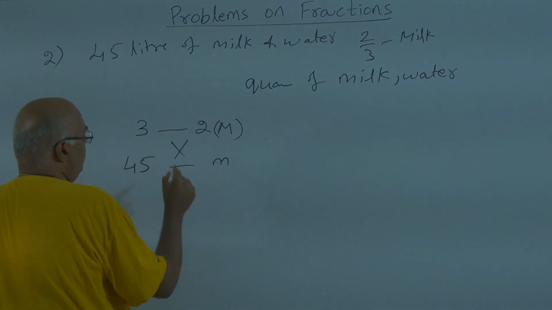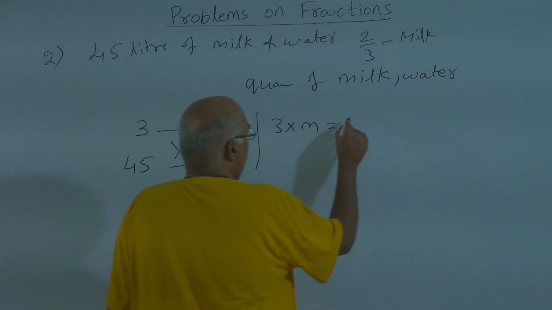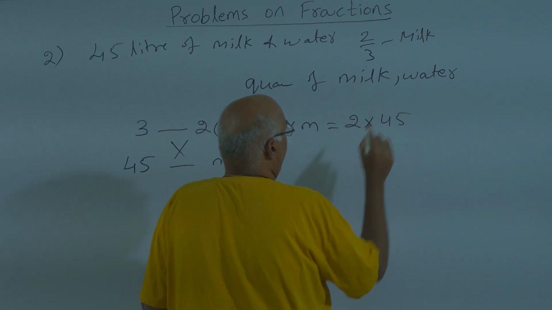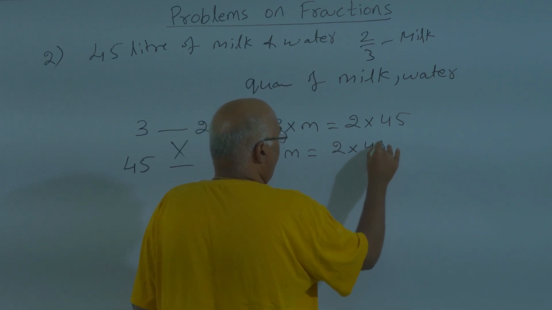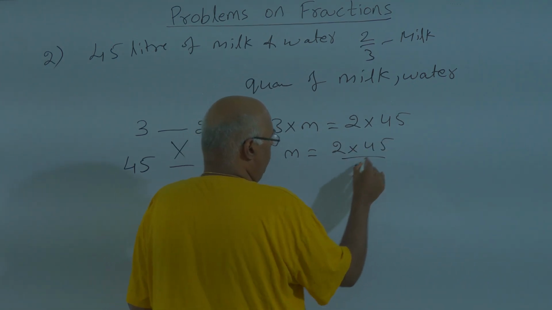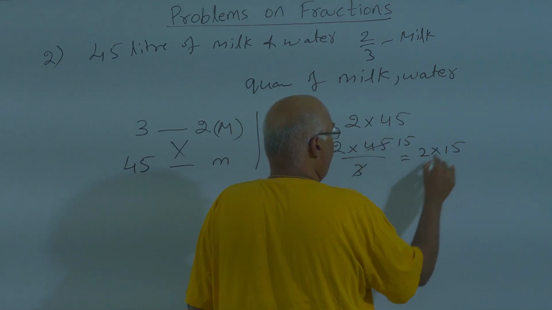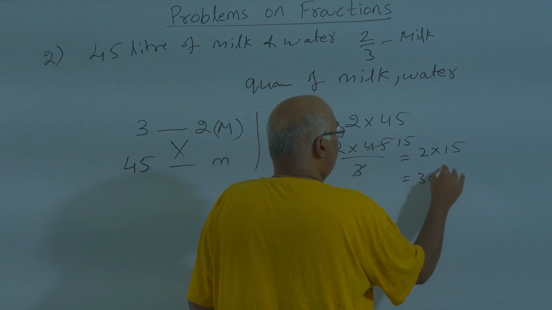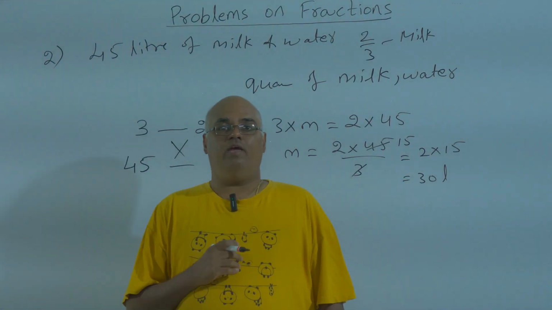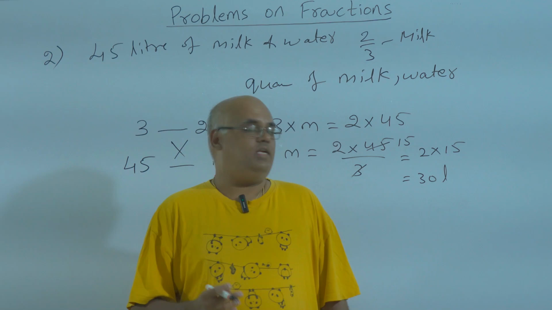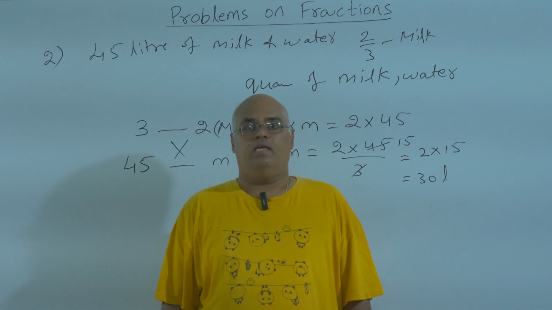Now cross multiply. 3 into m is equal to 2 into 45. Therefore m is equal to 2 into 45 by 3. So 3 goes 15 times. This is equal to 2 into 15, which is 30 liters. Therefore the quantity of milk in the given mixture of 45 liters of milk and water is 30 liters. Now we got the first answer. We found the quantity of milk in the given mixture.